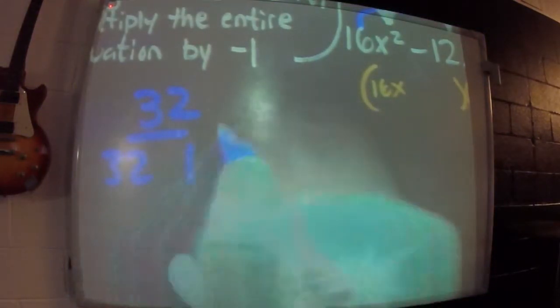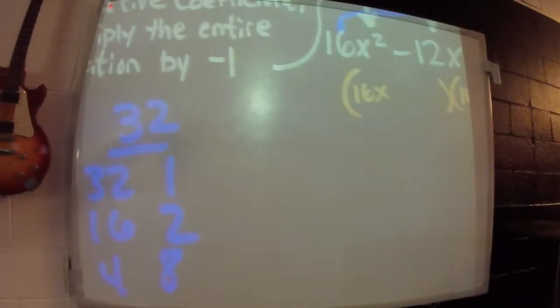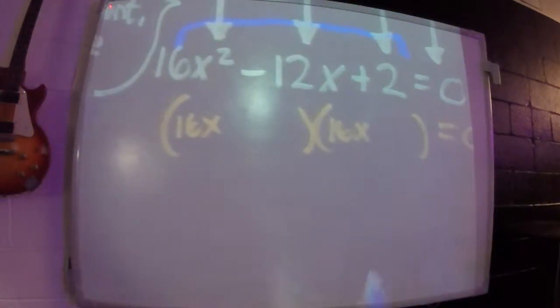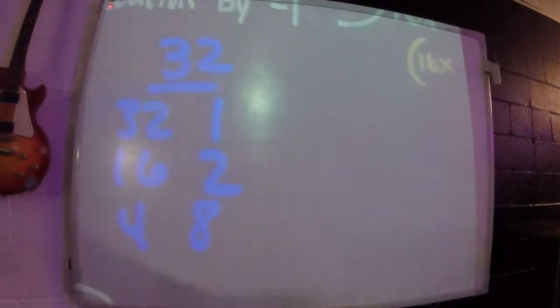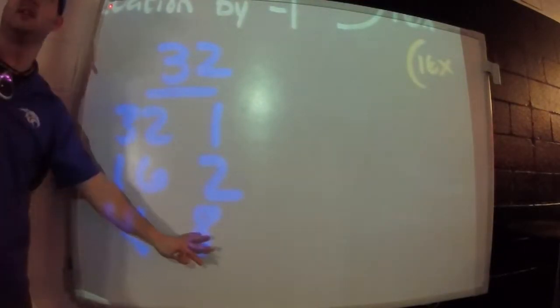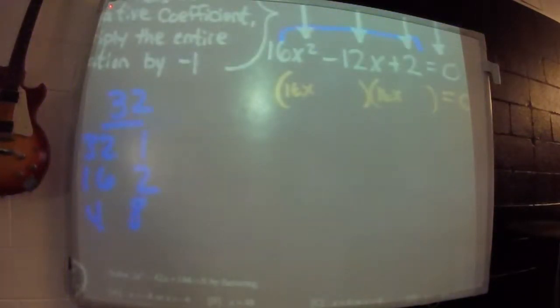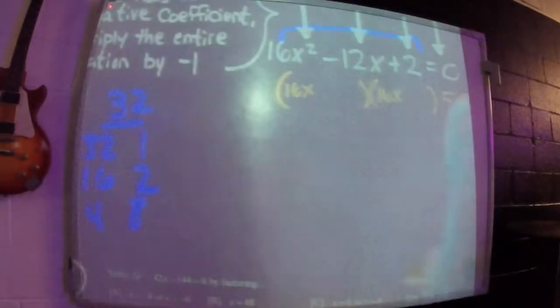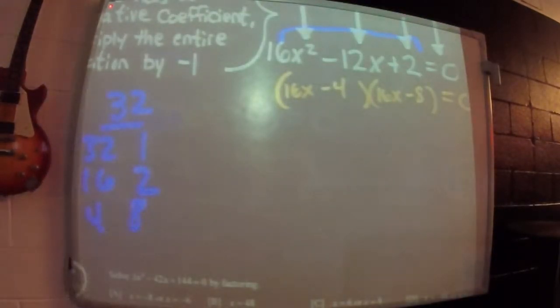32 and 1. 16 and 2. 4 and 8. Anything else? I think those are the ones. What do we want to get them to add or subtract to? -12. So which one might work for us? 4 and 8. Now if you want to make a 4 and 8 be -12, how are you going to do it? -4, -8. Or -8, -4. Doesn't matter.